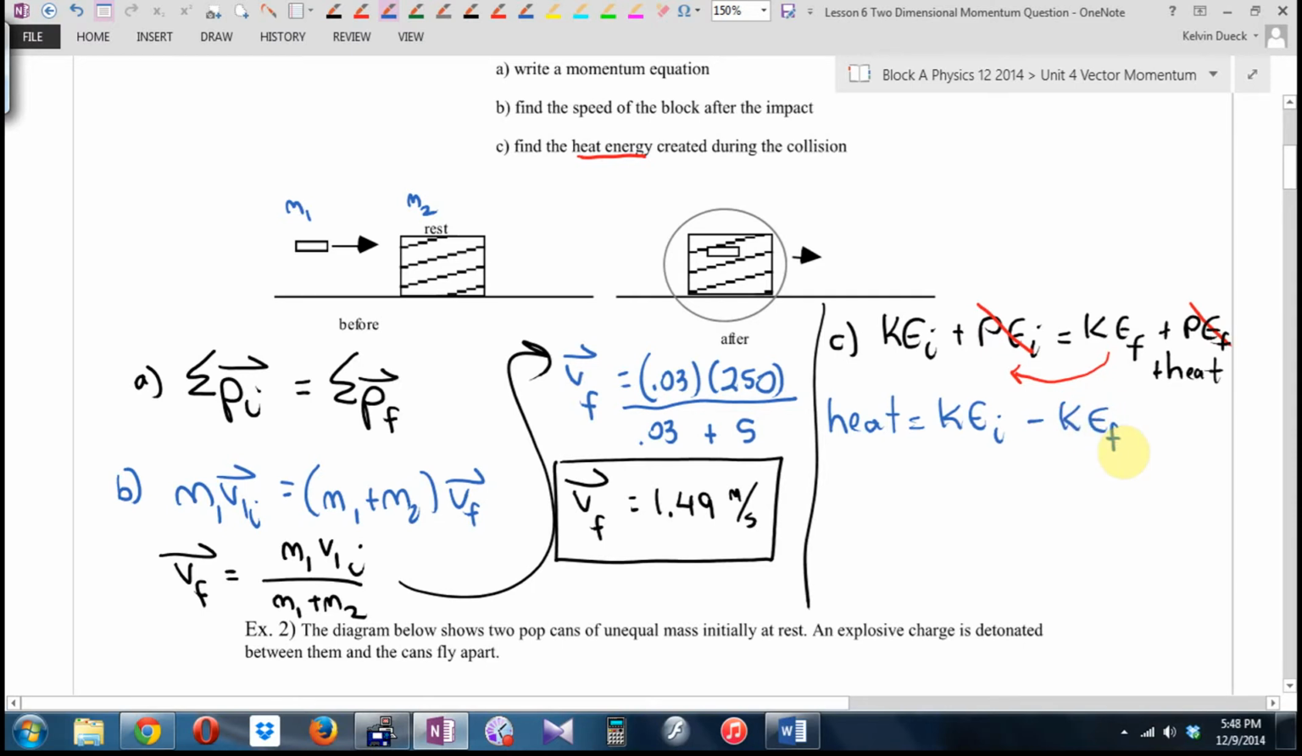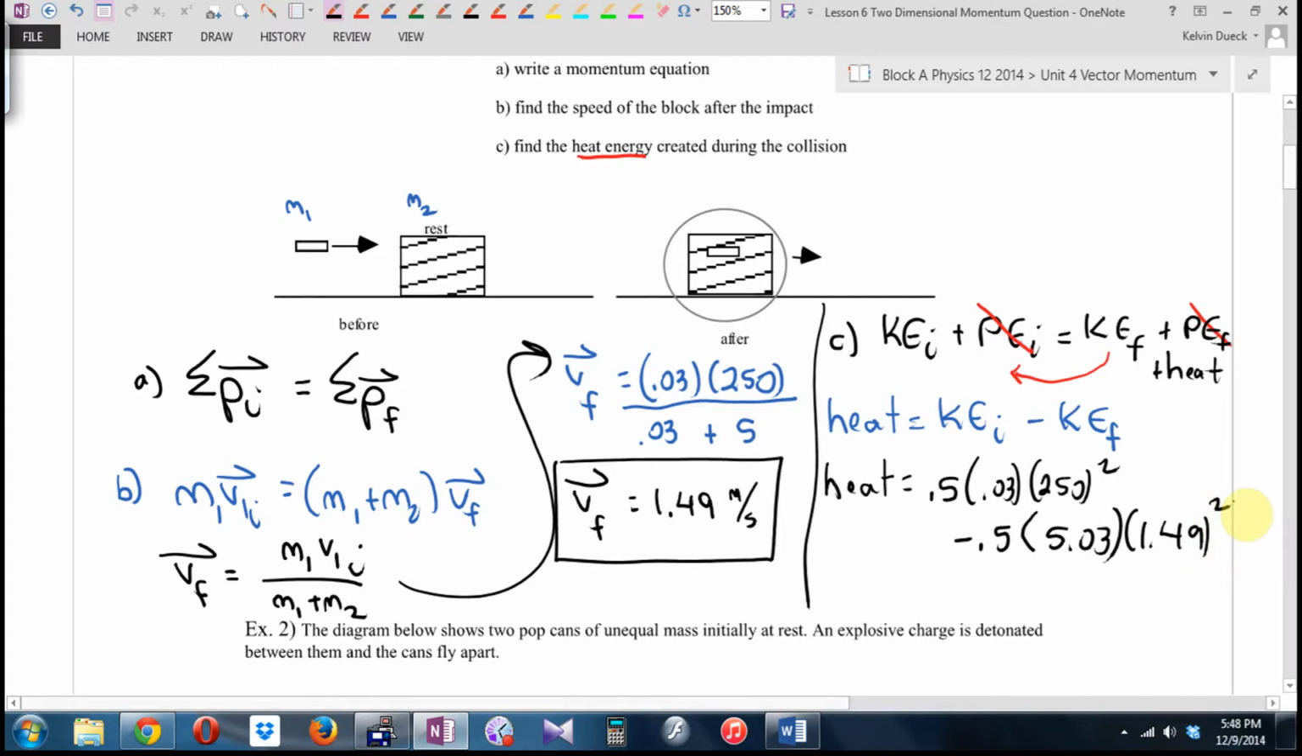But I have to be careful. Initially, what's moving? Only mass 1, so the mass is going to be different in this term. After, what's moving? This half mv squared is going to be the mass of both. Heat is going to be a half times 0.03 times 250 squared, minus a half times 5.03, the mass of both, times 1.49 squared. That's how much I lost to heat.